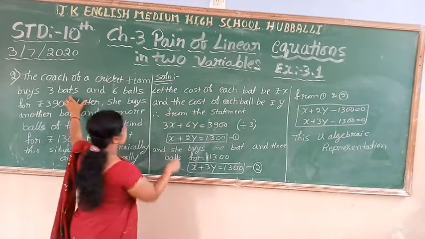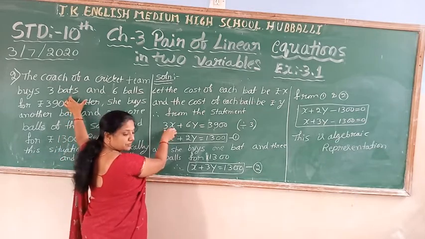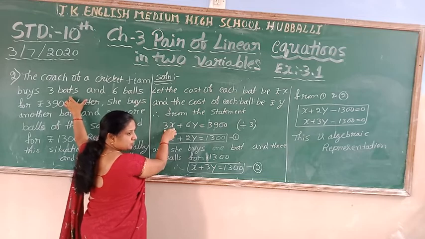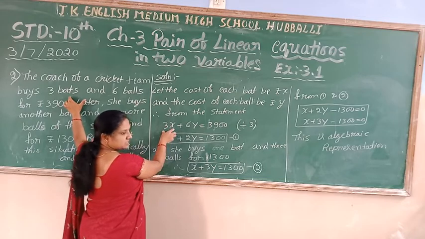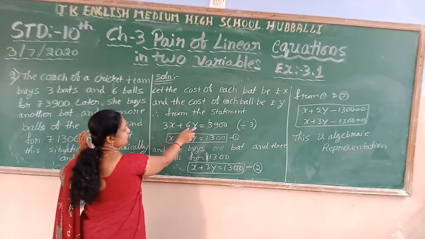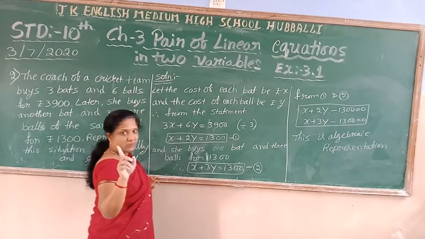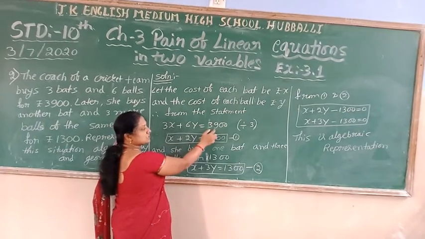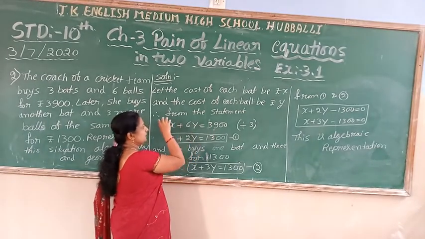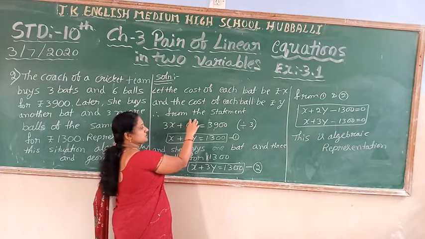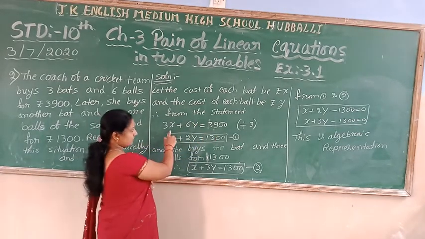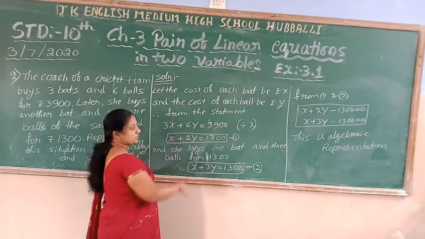According to this, 3 bats means 3 into x rupees. For 1 bat, how much amount? x rupees. So for 3 bats it becomes 3x rupees. In the same way, for 1 ball the cost is y rupees, for 6 balls 6y rupees. Total cost is 3,900. So 3 bats cost, 6 balls cost, and total cost, I have written in the form 3x plus 6y is equal to 3,900.